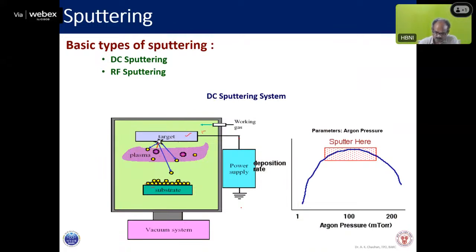If you see with the pressure, if you increase the argon pressure up to a level, the sputtering yield or deposition rate increases, and after that, up to a certain pressure, it remains almost constant, and then starts reducing.